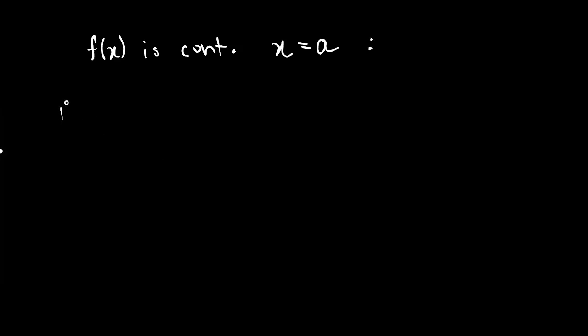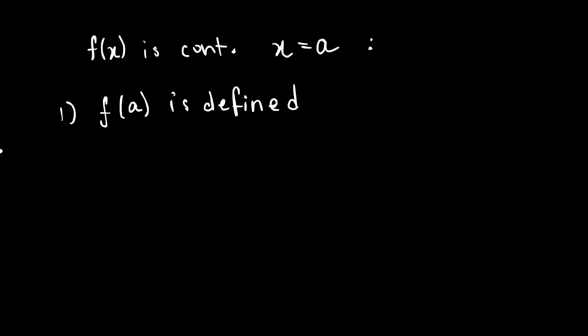The first one makes a lot of sense, right? The first one is that this value, f of a, actually has to be defined. So f of a is defined. What that means is, if we plug in this value a to our function, we get some real answer, or a is within the domain of this function, rather. So obviously, if we are not getting a real answer here, then we can pretty easily say that this is not a continuous function.